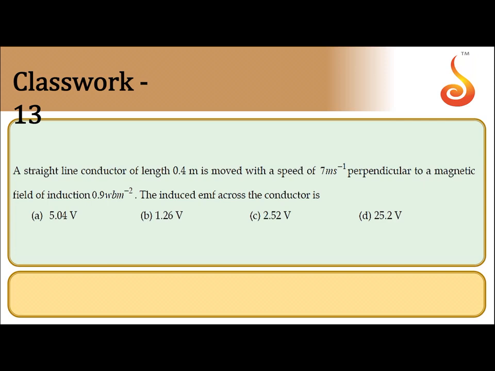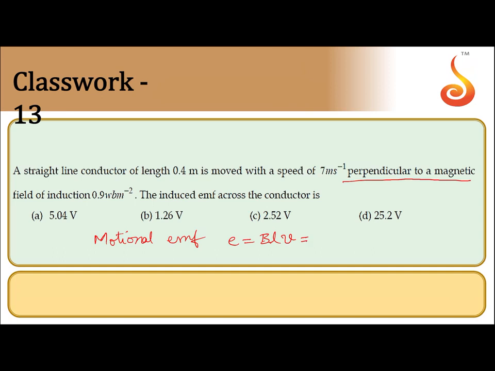So we shall move on to the next one. A straight line conductor of length 0.4 meter is moved with speed of 7 meter per second perpendicular to magnetic field of induction 0.9 Weber per meter square. EMF induced across the conductor is. So this is based on your motional EMF concept. So motional EMF is given by E is equal to BLV. Here it is moving perpendicular to magnetic field, so it should be BLV.